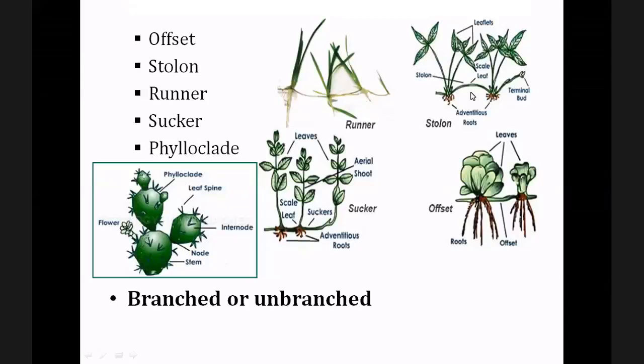Stolons are the weak lateral branches that emerge from the base of the main stem. These branches grow aerially, then bend downward, and at that time the terminal bud produces the new shoot. That is the stolon.